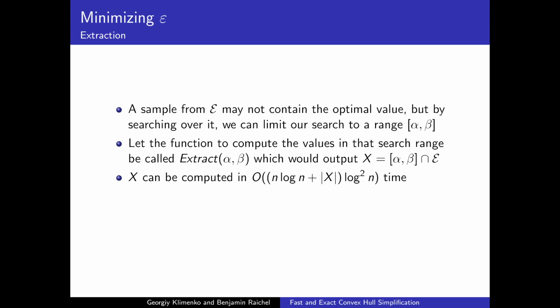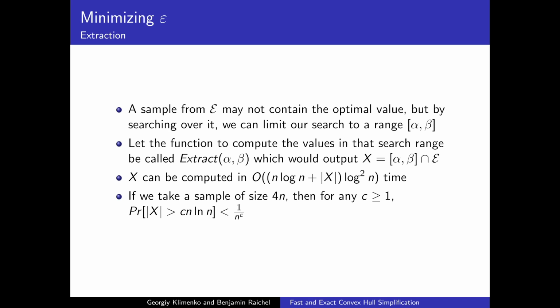Now, I will not go into the details, but this list can be computed in n log cubed n plus x log squared n time. So our runtime would depend on the size of this list x. If our sample size is 4n, then for any constant c greater than 1, the probability that the size of x will be bigger than c n log n is very small. It is smaller than 1 over n to the c.